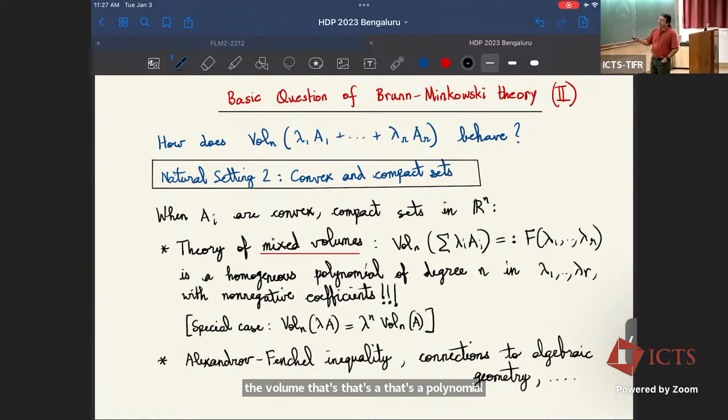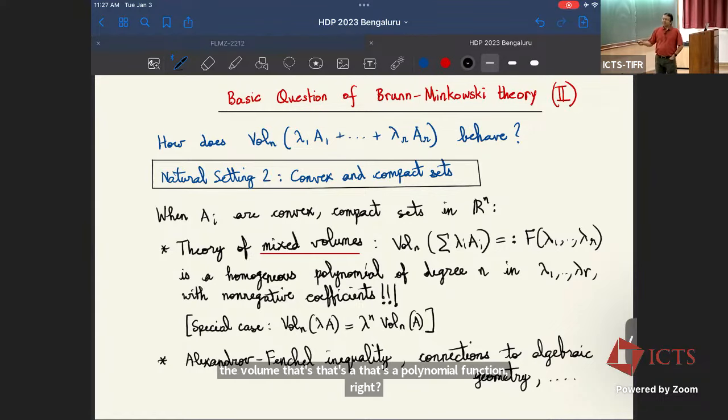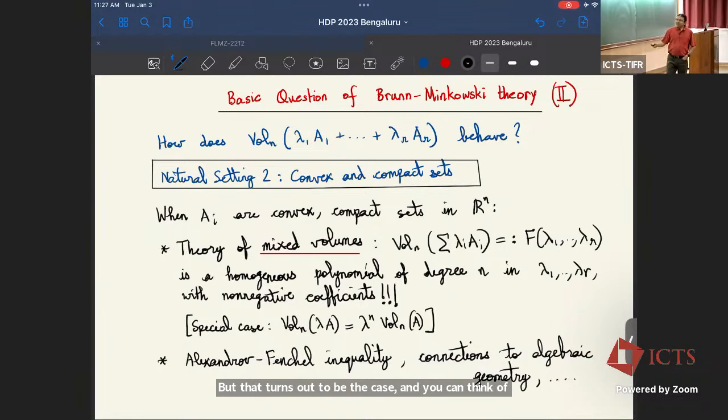But that turns out to be the case, and you can think of this as a vast generalization of the basic homogeneity of the volume that I mentioned, the fact that the volume of a scaled version of A is lambda to the n times the volume. So this is a homogeneous polynomial trivially of degree n. But this is saying that even if you sum these compact convex bodies, the compact convex sets, you get some homogeneous polynomial of degree n, and moreover with non-negative coefficients. So hopefully you can give those coefficients some meaning.